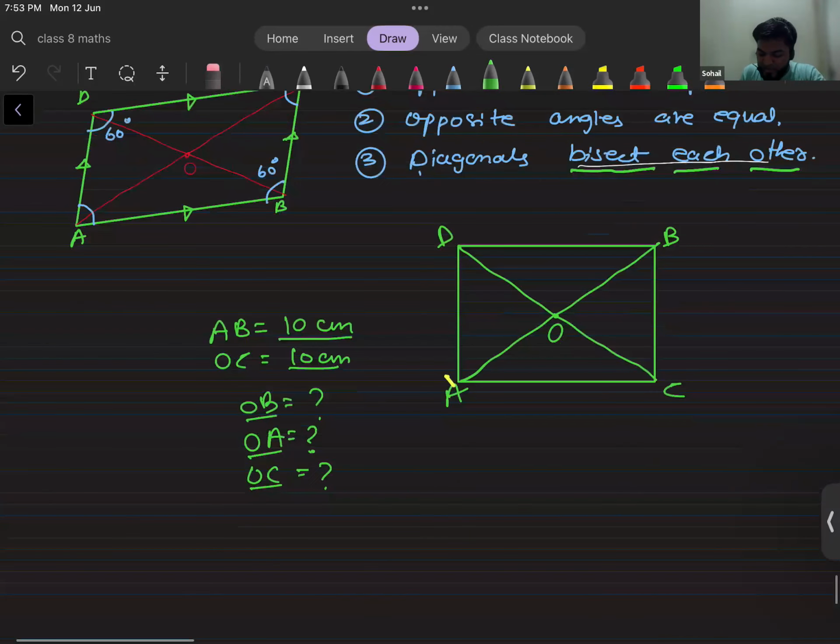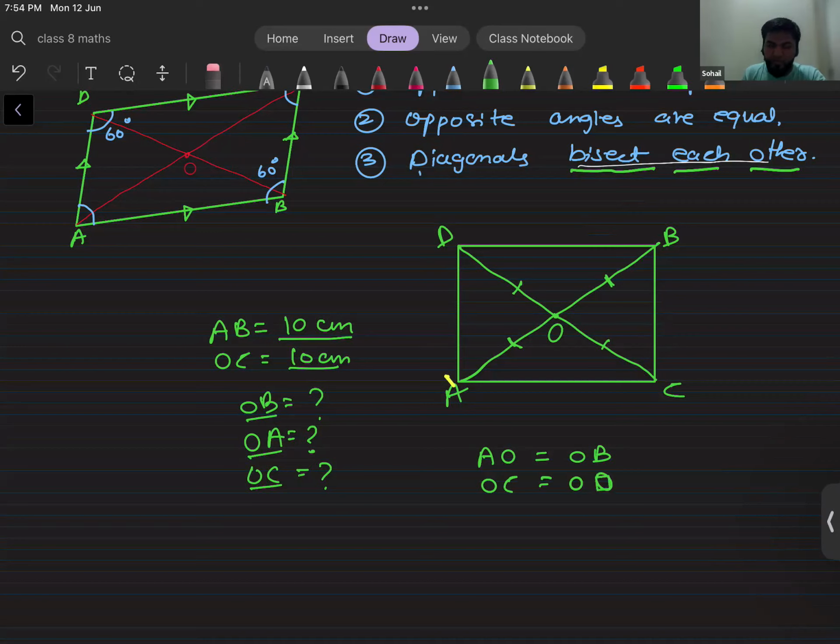So it means that AO equals OB in this figure. This length is equal to this length. Yes, sir. And also OC will be equal to OD in this figure. Right, guys? Yes, sir. Since the diagonals bisect each other in a parallelogram. So if the complete length of AB is 10 centimeter and the complete length of CD is 10 centimeter here, then what is the length of OB going to be?